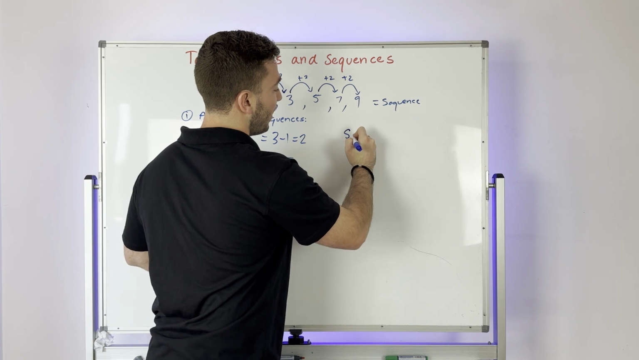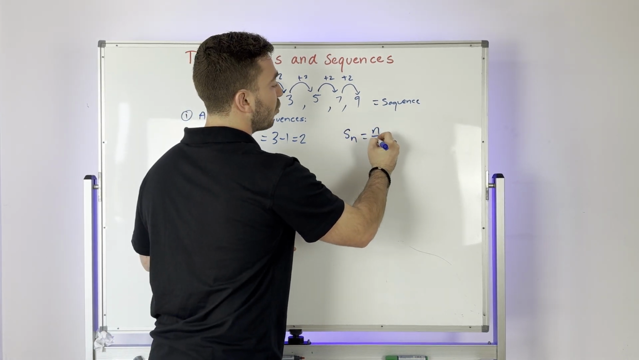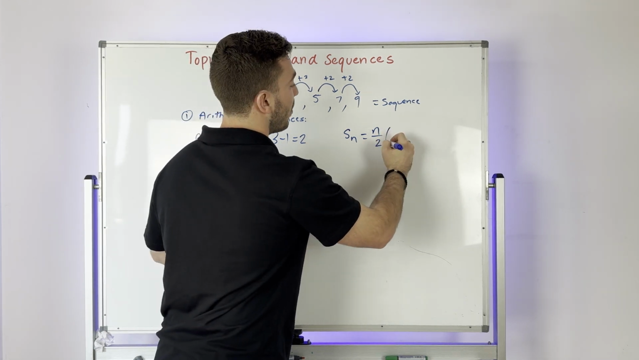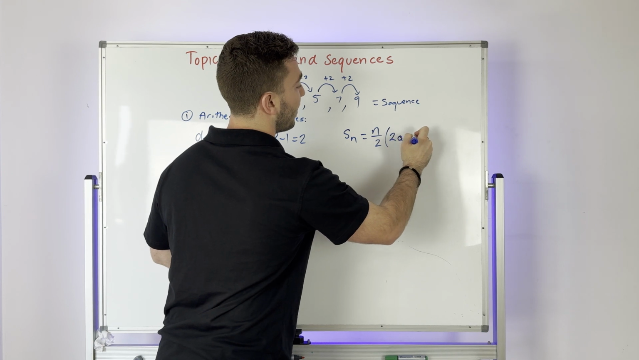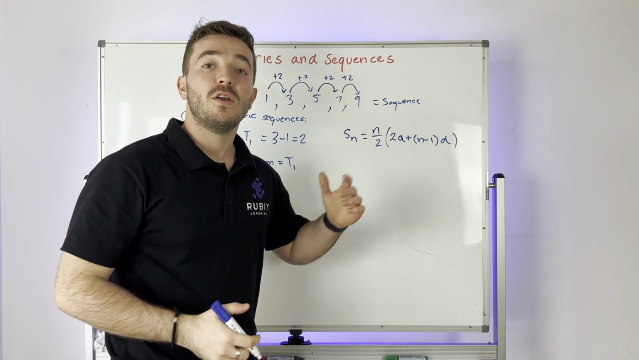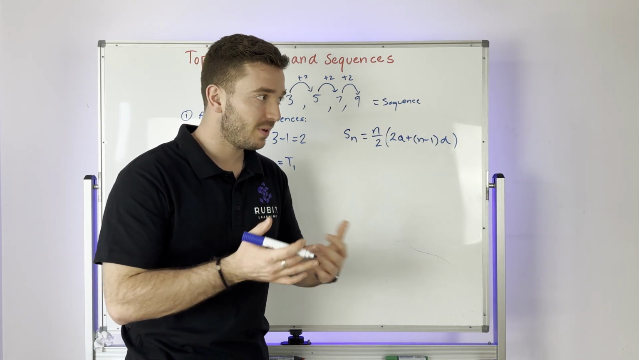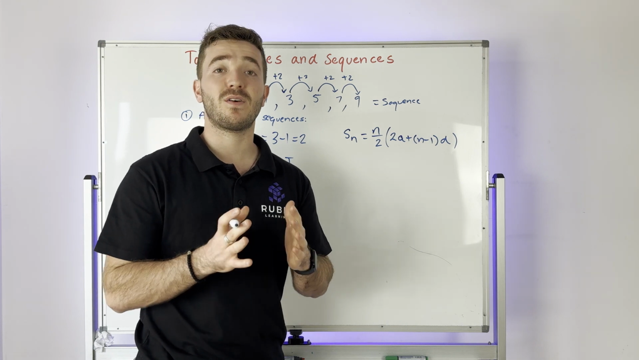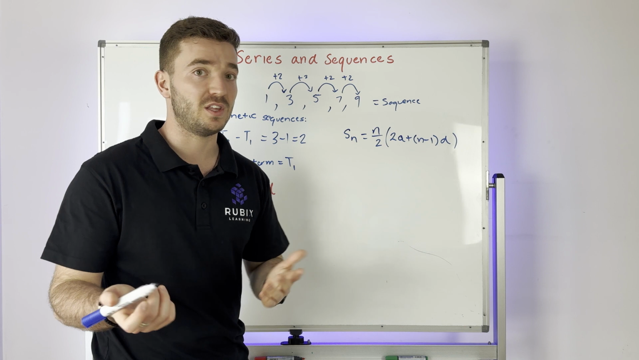We know that the formula, the sum of n terms, is equal to the number of terms divided by 2, multiplied by 2 times the first term, so 2a, plus n minus 1 multiplied by d. If we use this formula, we can find the sum of the number of terms that we'd like. So let's continue with my example. I'd like to find out how many kilometers I've run over 30 days of following this pattern.